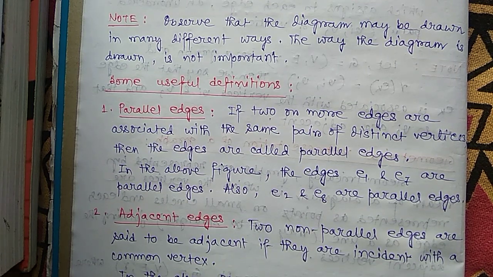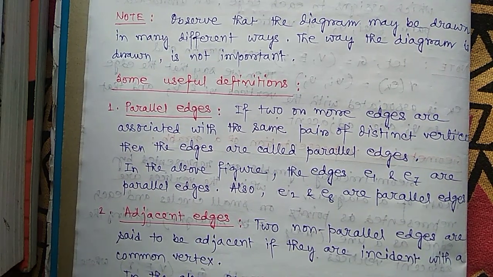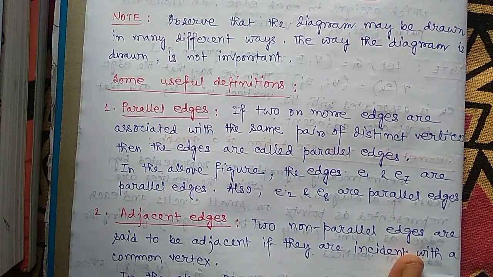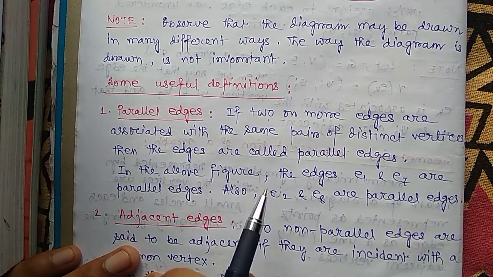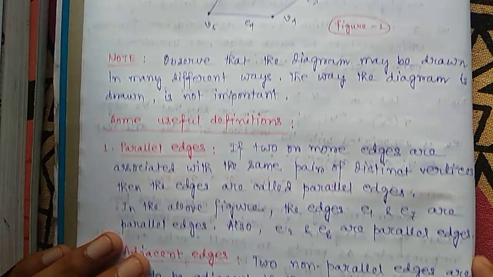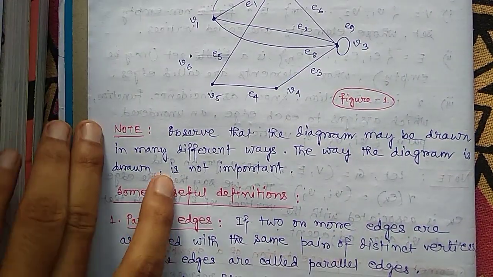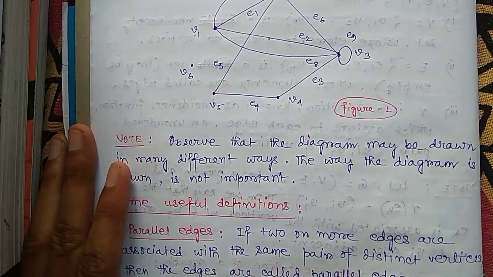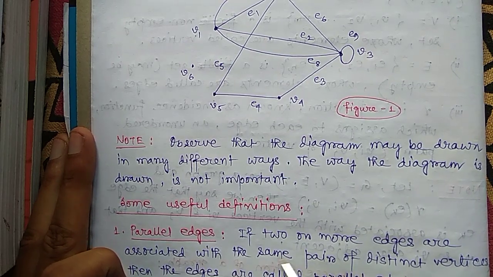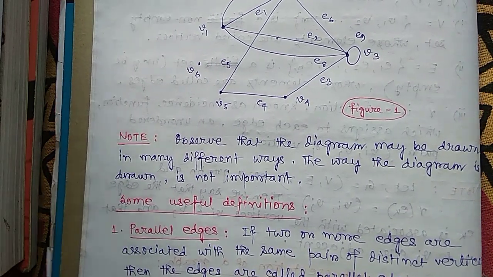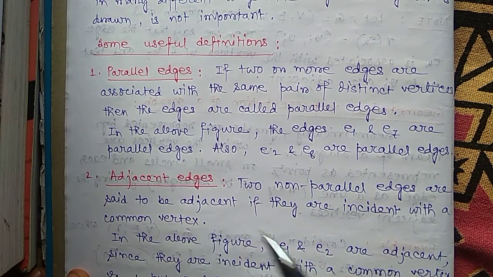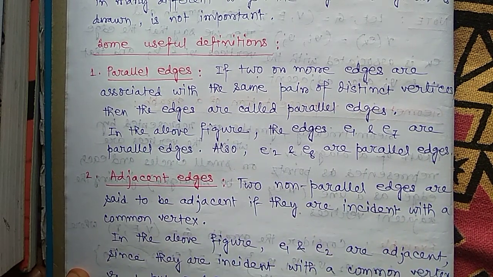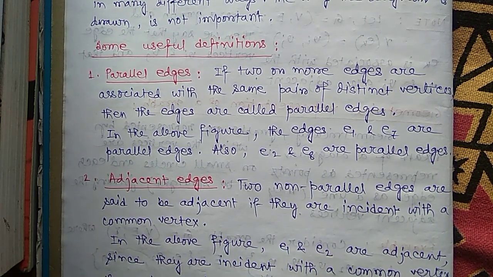Parallel edges. If two or more edges are associated with the same pair of distinct vertices, then the edges are called parallel edges. In the above figure, the edges e1 and e7 are parallel edges. Also e2 and e8 are parallel edges.